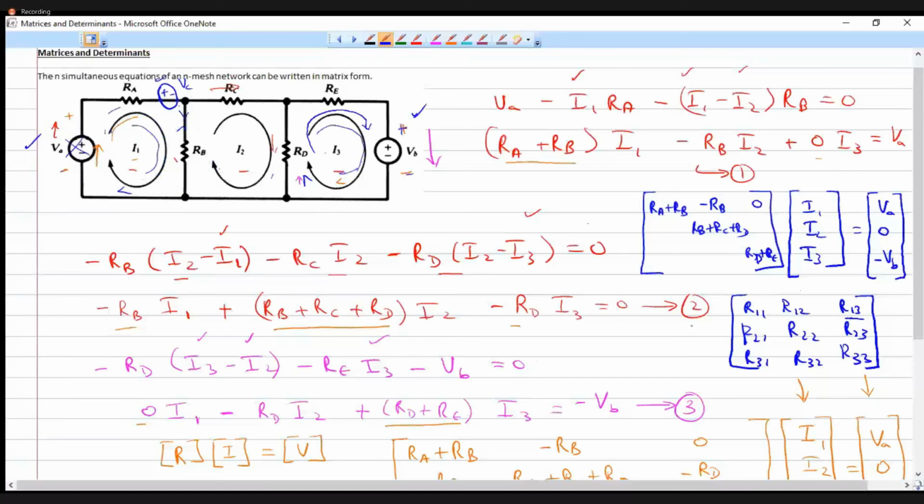Now coming to the R21 element. R21 is the element common to loop 2 and loop 1, which is the same as RB itself. Why minus? Because the loop currents are in opposite directions: I1 is going downwards, I2 is going upward. So I put a minus sign here. Then the element R23 is common to loop 2 and loop 3. Here also the currents are in opposite directions, and that element is RD. So I have to put minus RD.